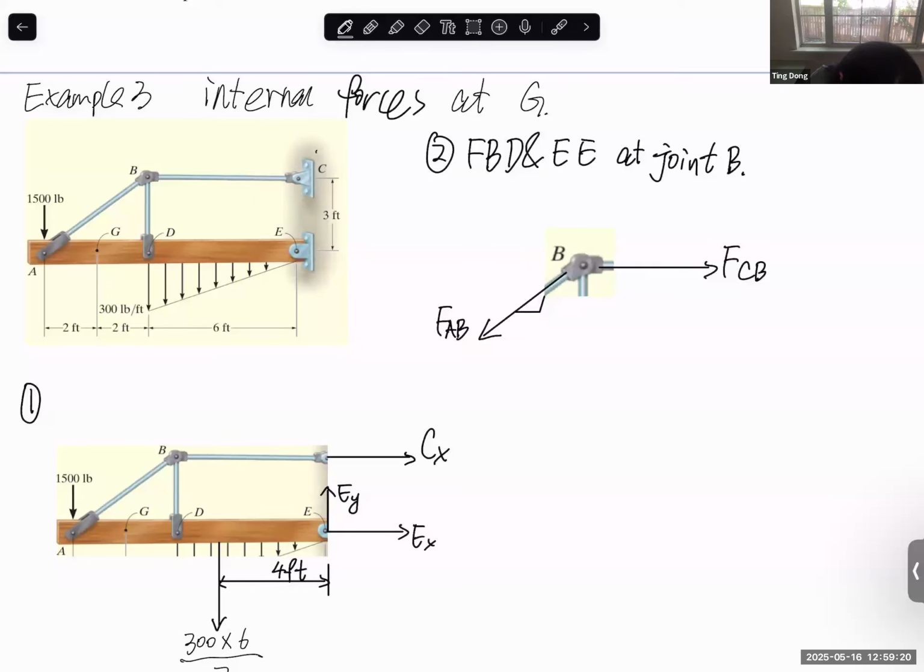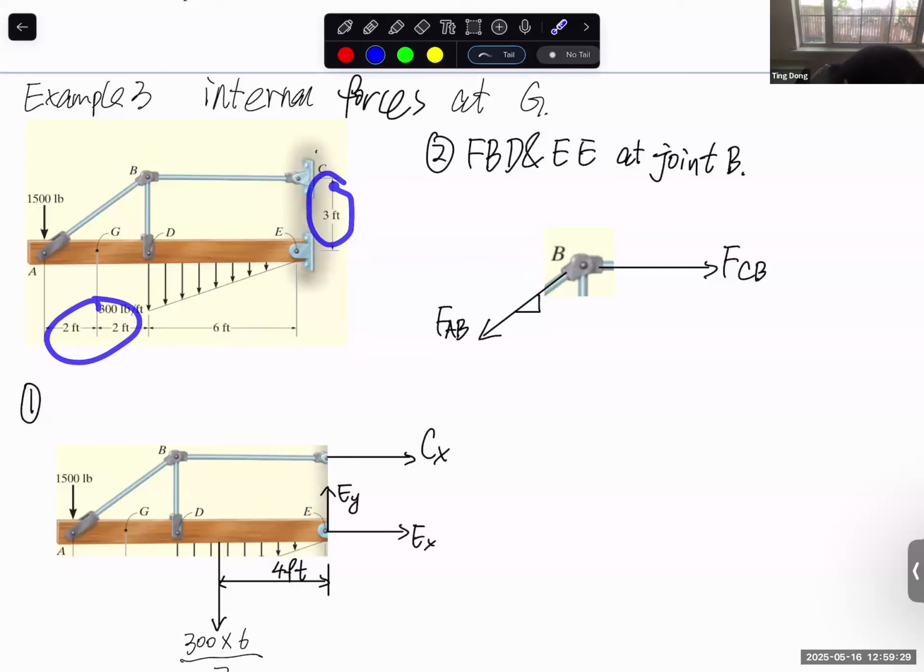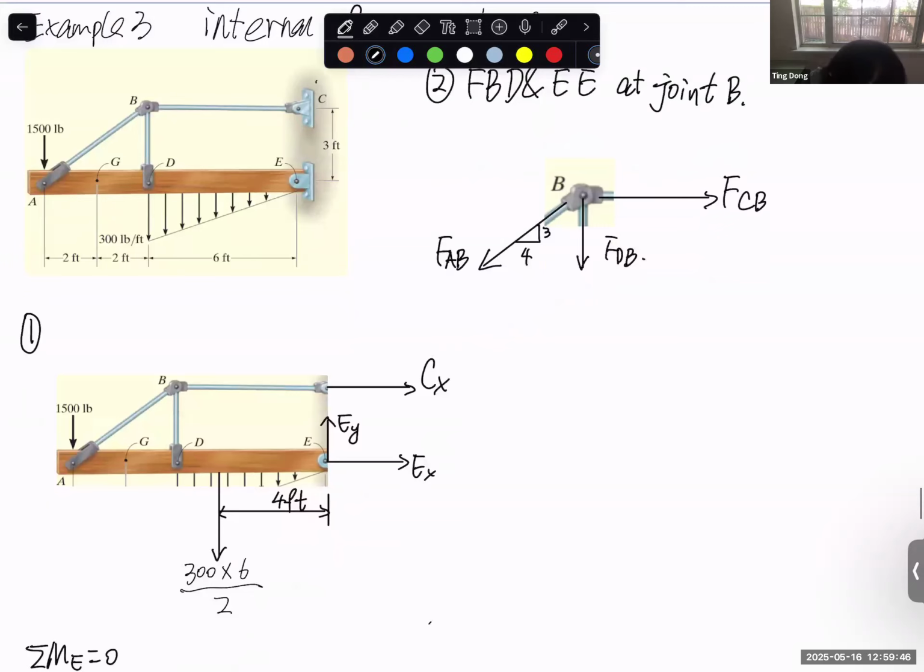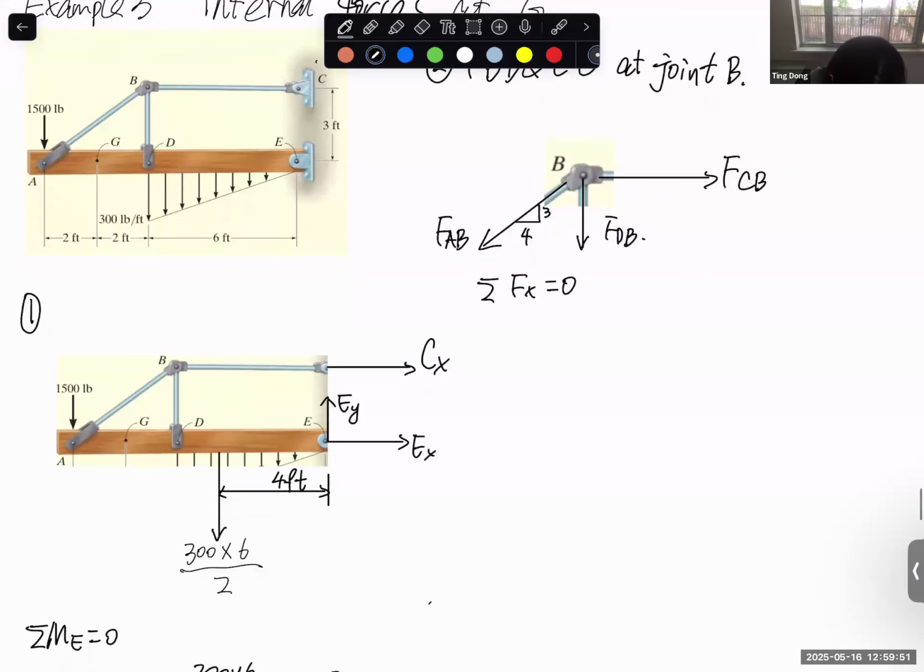And dimension, the slope here. Here we have 4, here we have 3. And of course, we still put this one here, but we don't need to calculate it. So this is FDB. We only need one equation, Fx equal to 0.